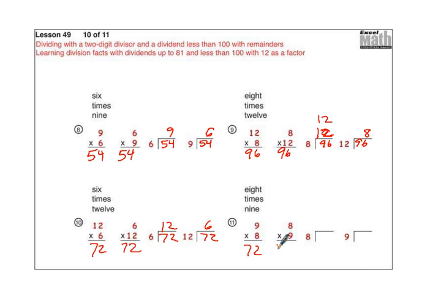9 times 8 is 72. 72 divided by 8 is 9. 72 divided by 9 is 8. And there you have it.